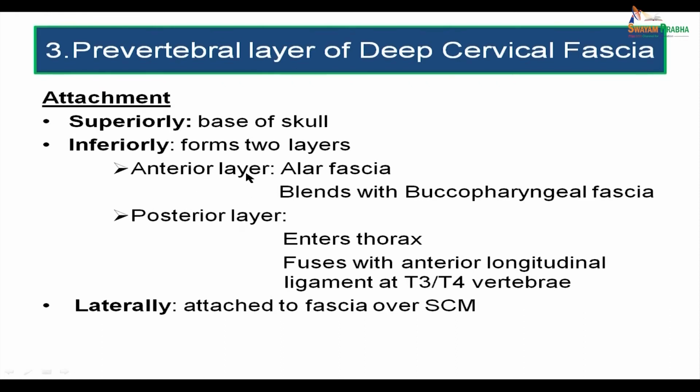The anterior layer is called alar fascia and it blends with the bucco-pharyngeal fascia. The posterior layer, which enters the thorax, fuses with the anterior longitudinal ligament roughly at the level of T3, T4 vertebra, that is the third and the fourth thoracic vertebra. Laterally, it blends with the fascia over the sternocleidomastoid muscle.